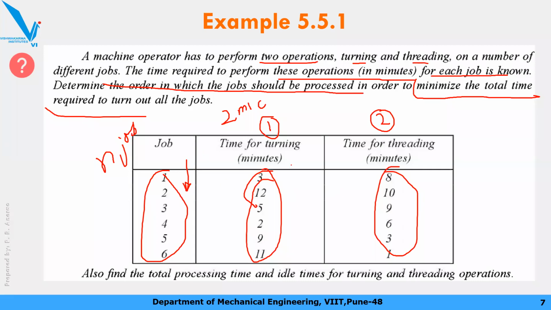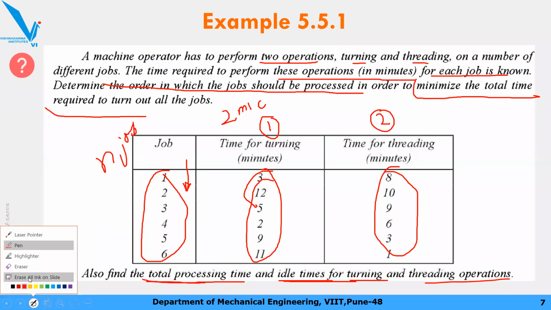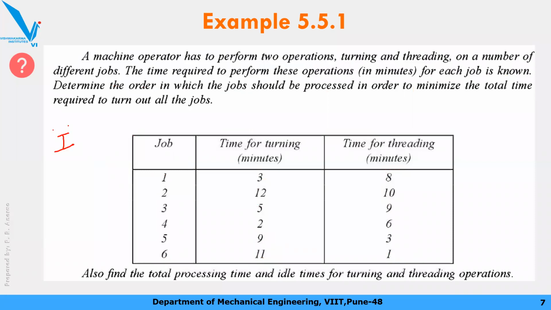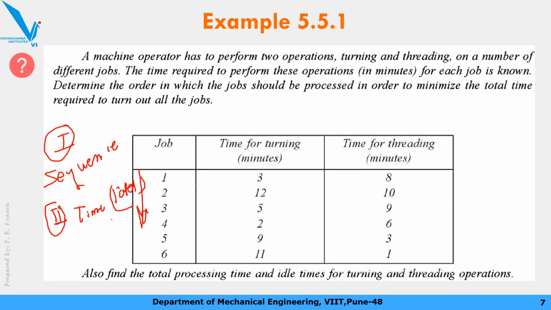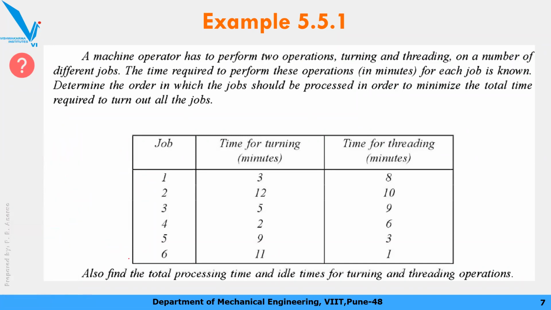Also find the total processing time and idle times for turning and threading operation. So total processing time and idle time we need to calculate. Okay, so there are two aims here. First aim is to obtain the optimum sequence. What should be the sequence? And second part we need to calculate is the time. Now time, one is your total elapsed time, and then total processing time and idle time. How much the machine is staying idle, we need to calculate it. Okay, so we'll start with the solution.